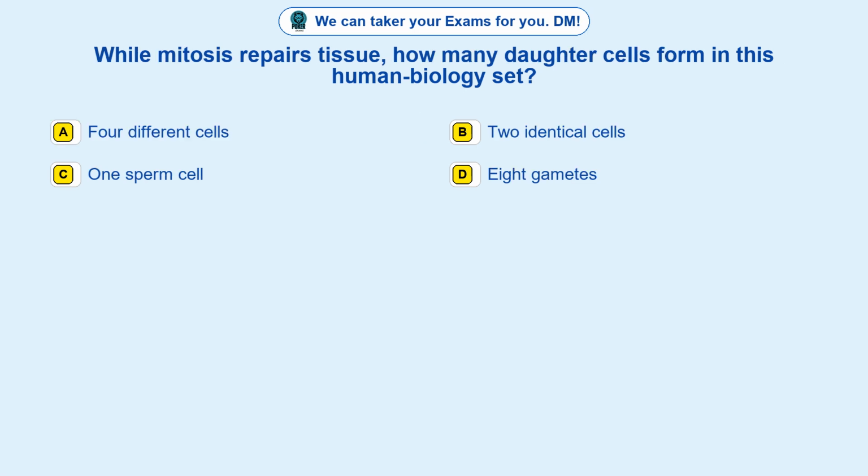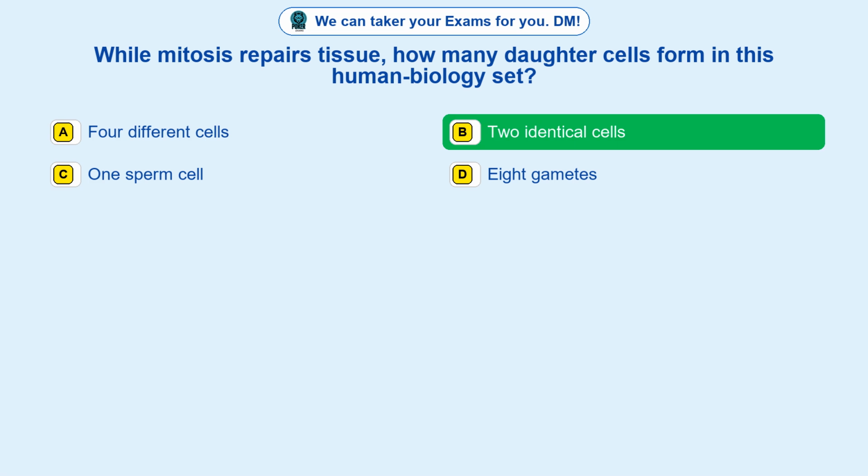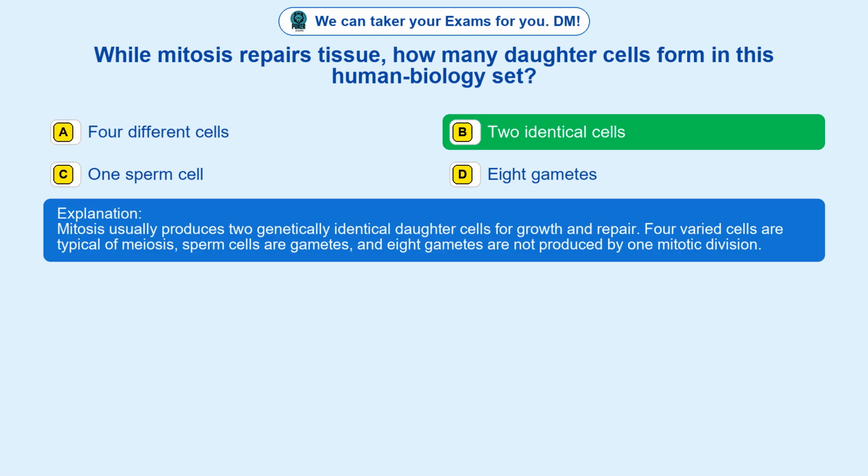Question 24. While mitosis repairs tissue, how many daughter cells form in this human biology set? Option A. 4 different cells. Option B. 2 identical cells. Option C. 1 sperm cell. Option D, 8 gametes. The correct answer is option B. 2 identical cells. Mitosis usually produces 2 genetically identical daughter cells for growth and repair. 4 varied cells are typical of meiosis, sperm cells are gametes, and 8 gametes are not produced by 1 mitotic division.